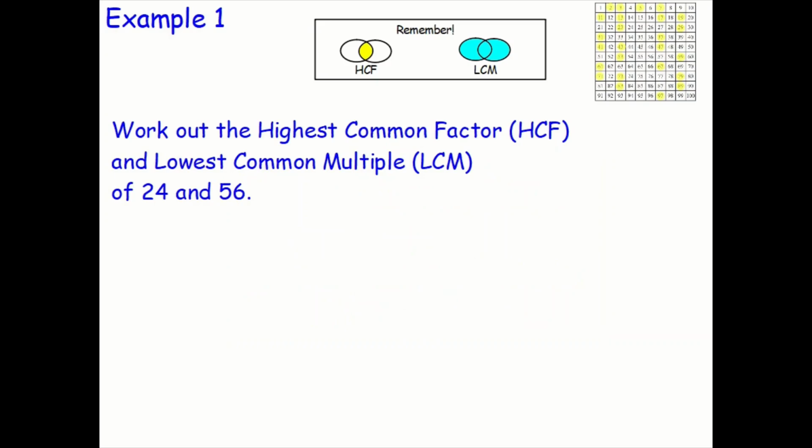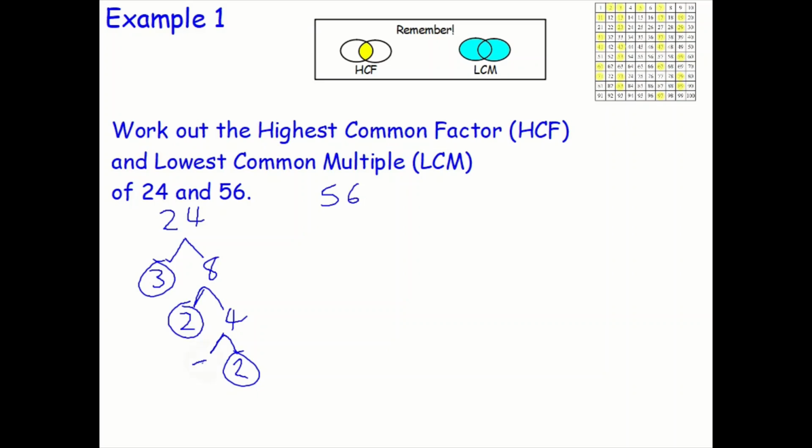So example number 1 says work out the highest common factor, HCF, and lowest common multiple, LCM, of 24 and 56. Okay, so you need to start out by working out what these numbers are as products of their prime factors. So let's do that really quickly. So 24 is 3 times 8. 3 is prime, 8 is not. 8 is 4 lots of 2. 2 is prime, 4 is not. Keep going. 4 is 2 times 2.